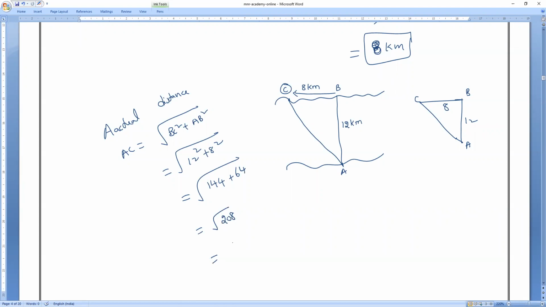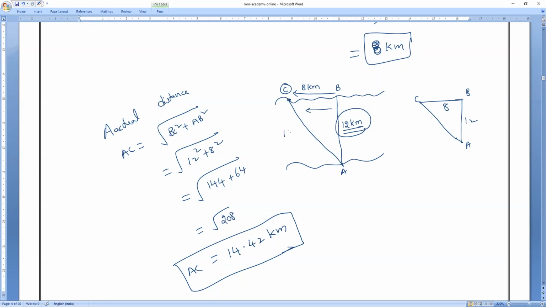Root 208 equals 14.42 kilometers. So what is the actual distance he will swim, everybody? He actually needs to swim 12 kilometers, but due to the inclination in this direction he is swimming, so he totally swims how much distance? 14.42 kilometers. But it is towards which side, left or right? Towards the left. Clear? That is what you have to remember.